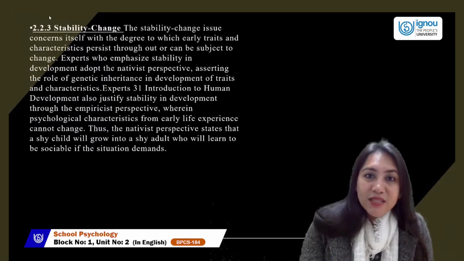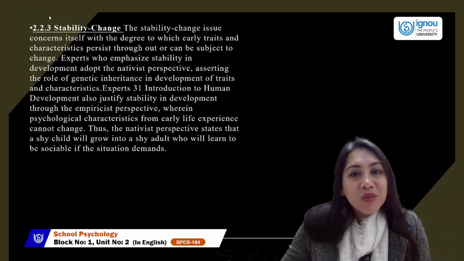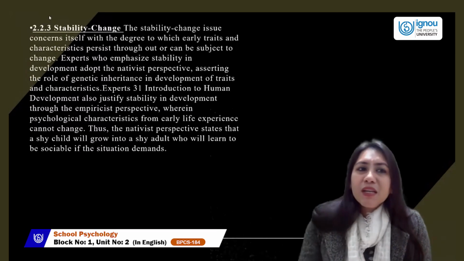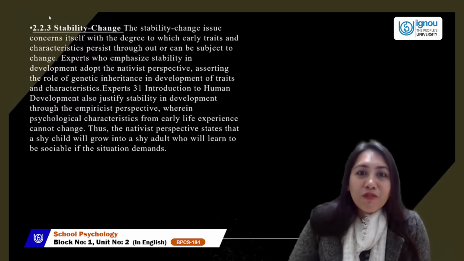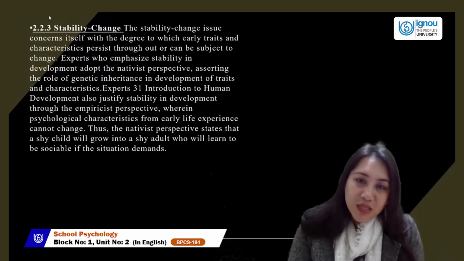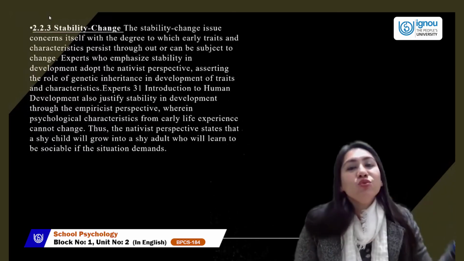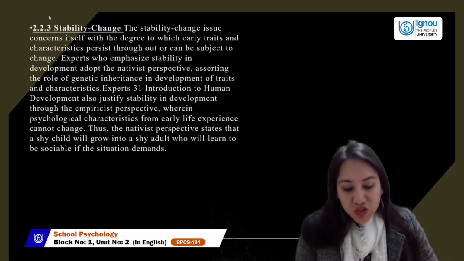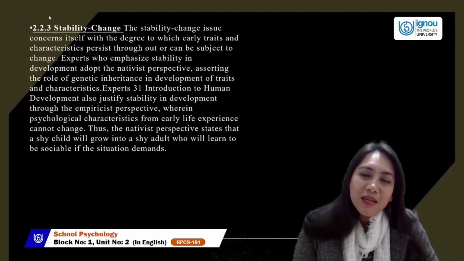Whereas change suggests that a shy child can be either an extrovert or an introvert, depending upon the situations. We can fragment to something else. That is something which change advocates. So, this is the last issue of human development, starting from nature or nurture, and stability versus change, and continuity versus discontinuity.